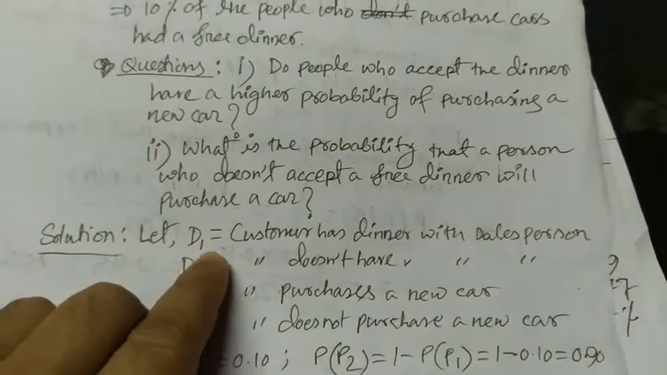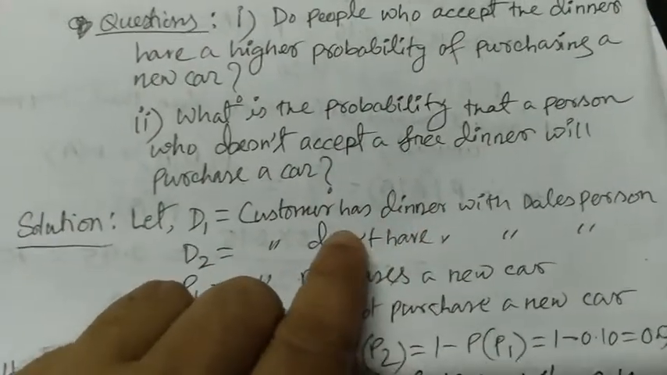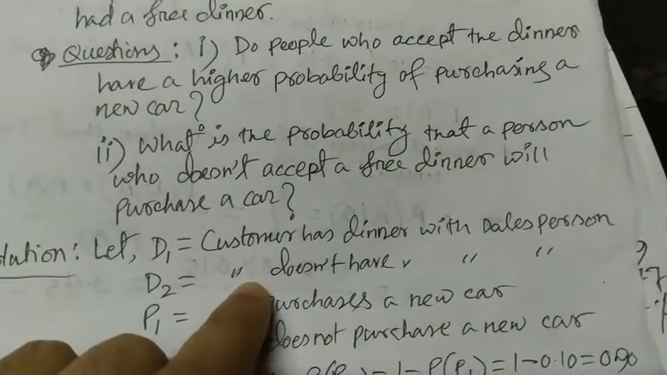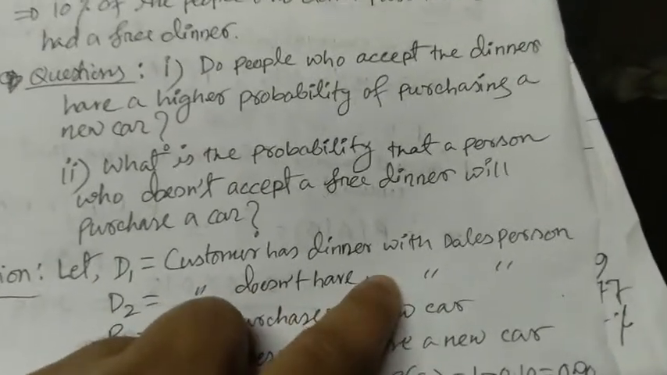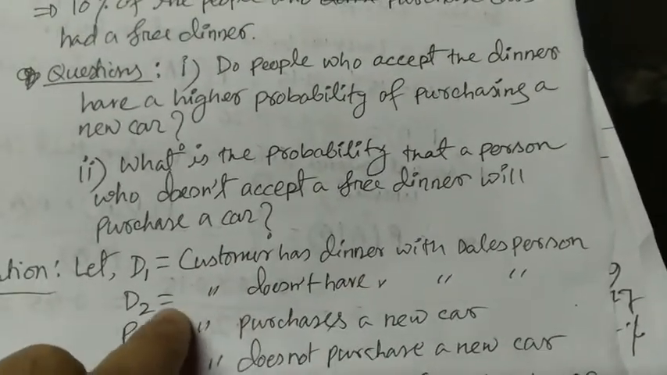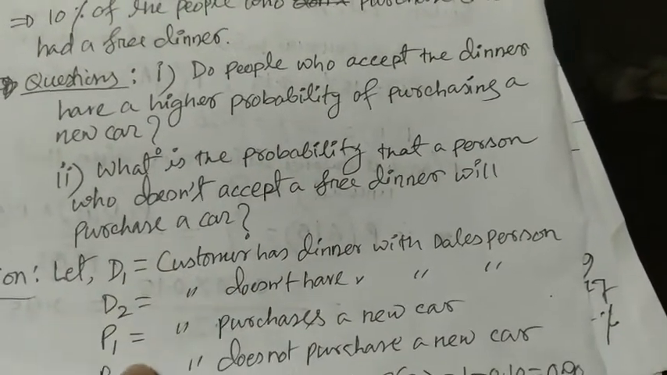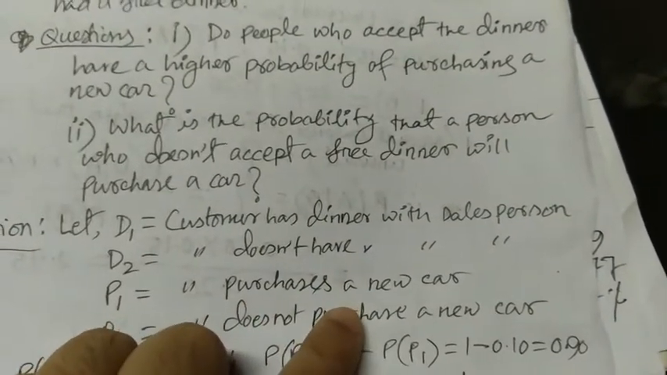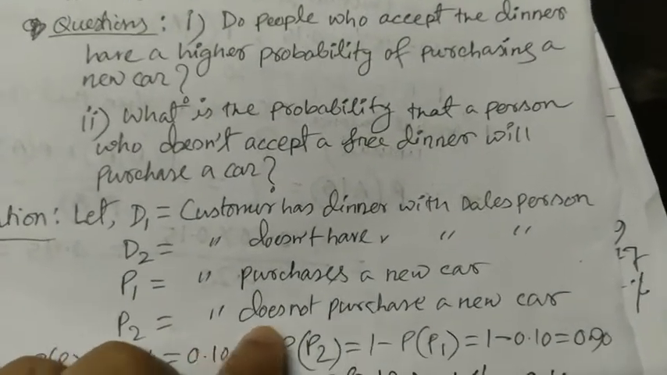So let D1 be the event that the customer has dinner with the salesperson. D2 is the complement of D1. So that means D2 is the customer doesn't have dinner with the salesperson. Since D1 is the customer has dinner with the salesperson, D2 will be the customer doesn't have dinner, the complement of D1. P1 is the customer purchases a new car. P2 is the complement of P1, so that means the customer does not purchase a new car.